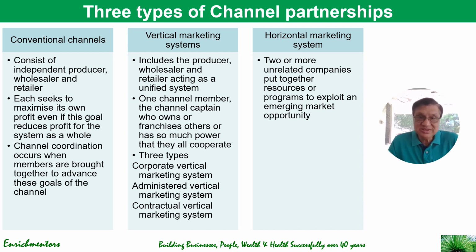Then the third kind of channel partnership is a horizontal marketing system, when two or more unrelated companies put together their resources or programs to exploit an emerging marketing opportunity. So two or more companies work together and use each other's channels to reach their customers in a better way.